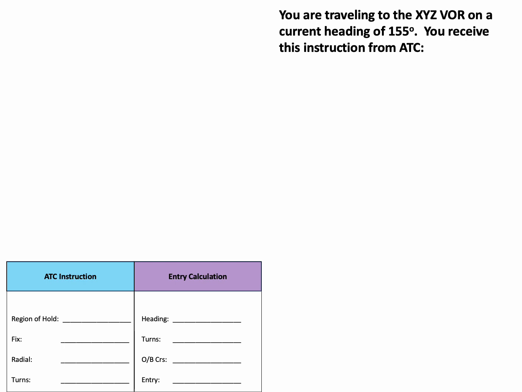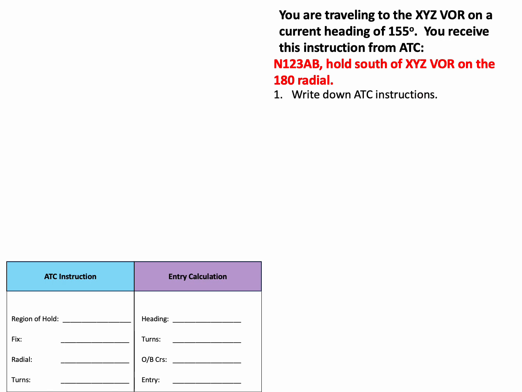For your instrument airplane knowledge test, you will not be able to bring in anything like the sliding tool we used above, but that's okay. We can get the same answer with a pencil, paper, 2 lines, and our labels. Let's start with our flight scenario. You are traveling to the XYZ VOR on a current heading of 155 degrees. You receive this instruction from ATC. November 123 Alpha Bravo, hold south of the XYZ VOR on the 180 radial.